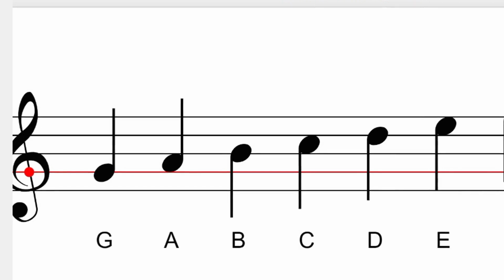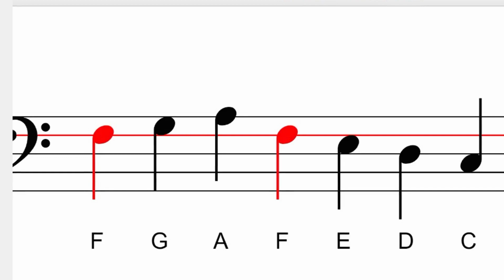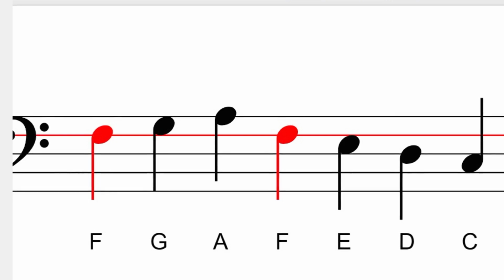So let's discuss the bass clef. The bass clef is also called the F clef. Why? Because the staff line between the 2 dots of the clef is F. Now we'll get into the staff lines and the spaces shortly. Now we can fill the rest of the staff with notes.